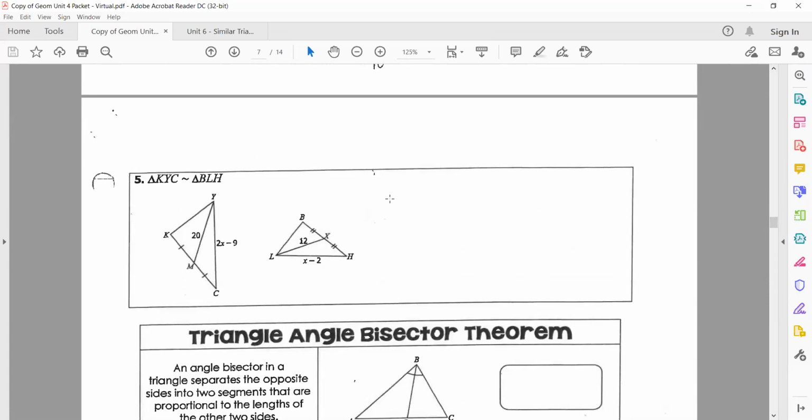So if you look here at problem number 5, what kind of a problem is that? Which one of those patterns would we be looking at? Is it an altitude, a median, or an angle bisector? Median. Yep. So the median lines are going to correspond. YM is going to correspond to LX. And YC, second and third letters, is going to correspond to LH, second and third letters on the other one. Questions? Anybody?